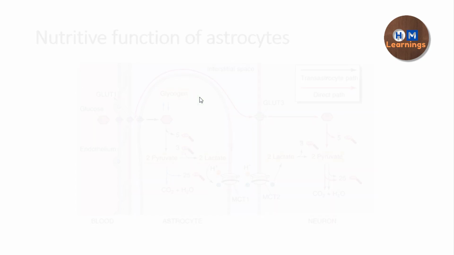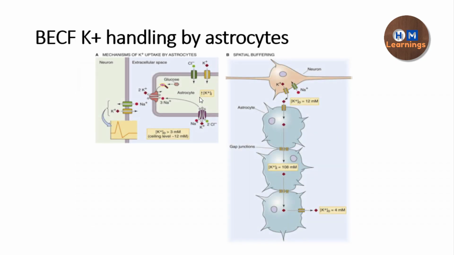The second function of the astrocyte is that it maintains the concentration of the potassium in the extracellular fluid of the brain. So how do the astrocytes do so? This function of the astrocyte is called spatial buffering, and this spatial buffering happens because of two properties of the astrocytes.